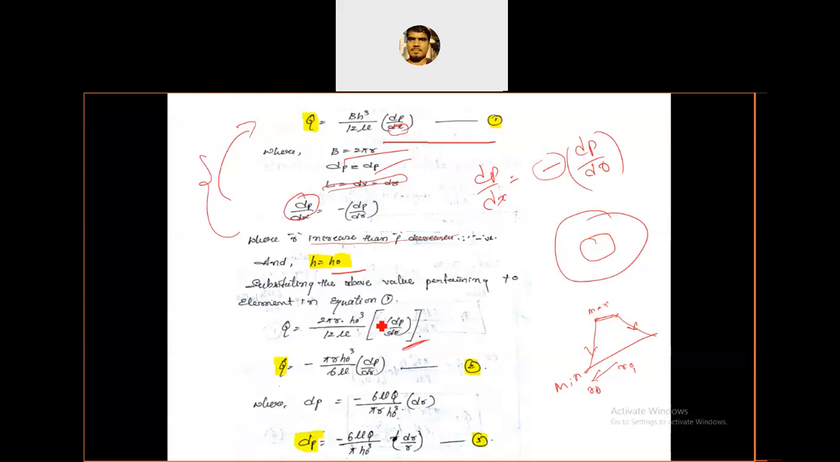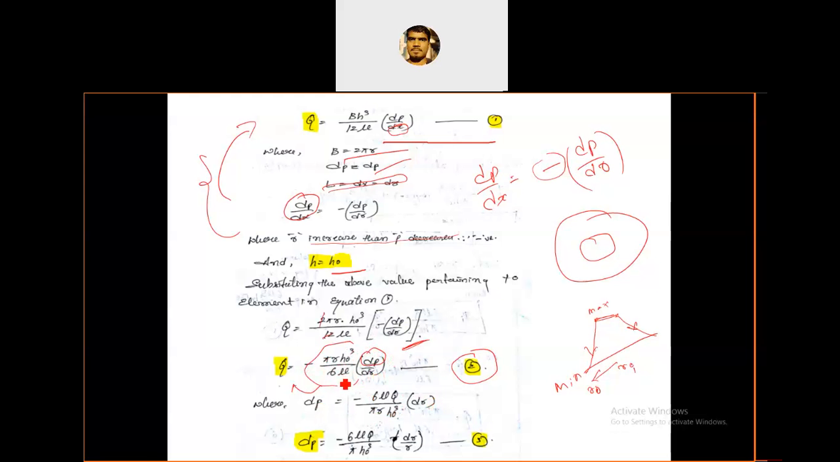This 2 gets cancelled, it becomes a 6. So pi r H cube by 6 mu dP by dr, minus this, we can call it equation 2. And here I want P because I want pressure. So separate the dP value. I want to separate this dP and shift all these values to the left side. So now dP is a separate term which is equal to dr, minus 6 mu.